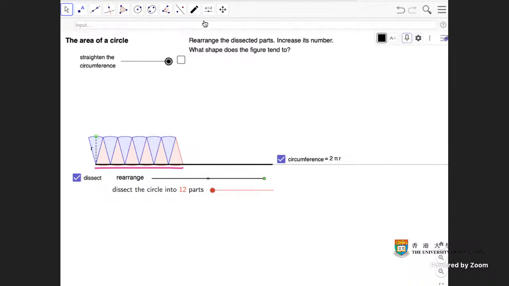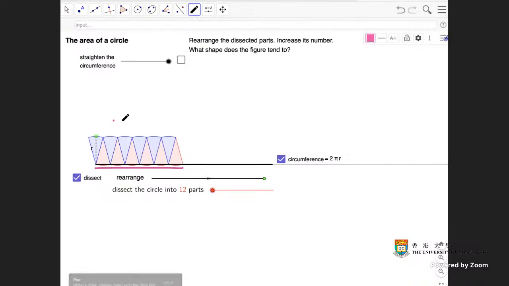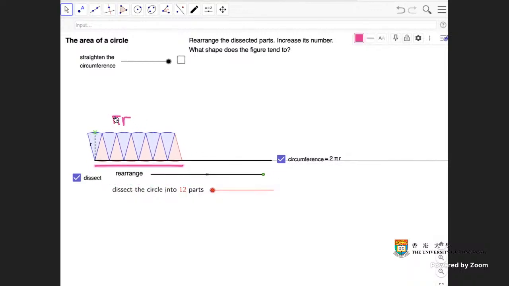Okay, so we can also use this to mark the part here. That means this length should be equal to pi times r, which is equal to half of the circumference. Okay, so how good is this estimation? Let's check it.